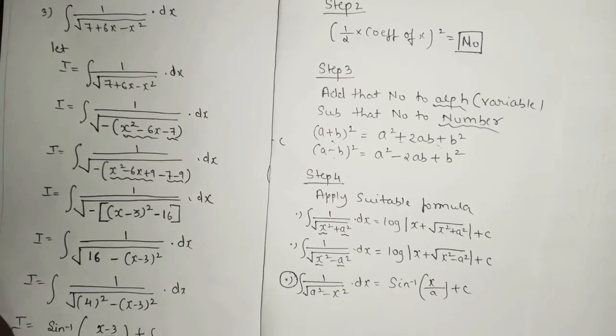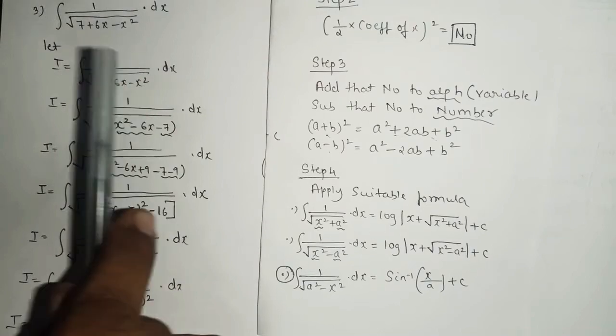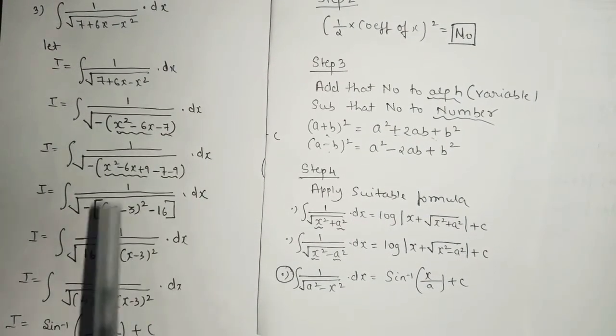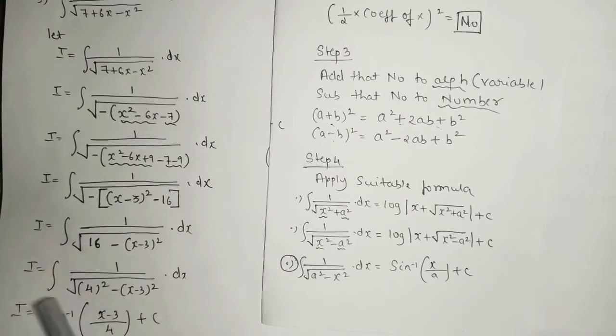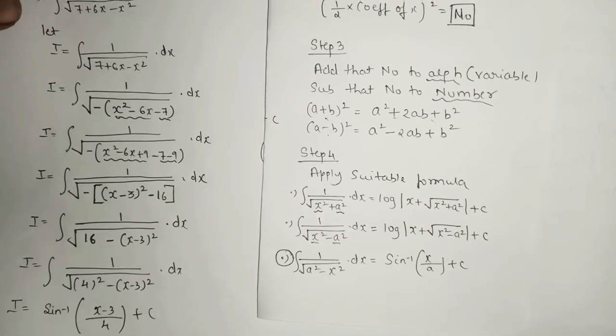So I hope you all understood how to present the sum whenever the symbol of x squared is not positive, how to make the symbol of x square positive, then how to bring this minus inside, and then how to apply the suitable formula. I hope you all understood the third example also.